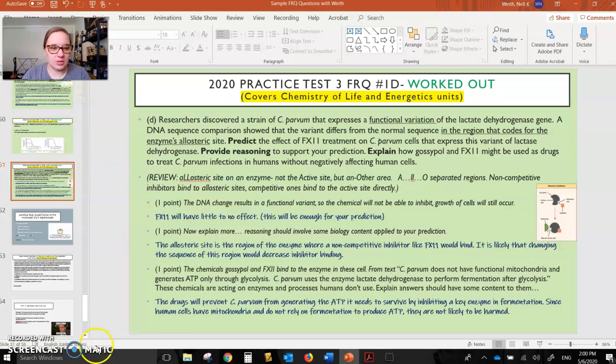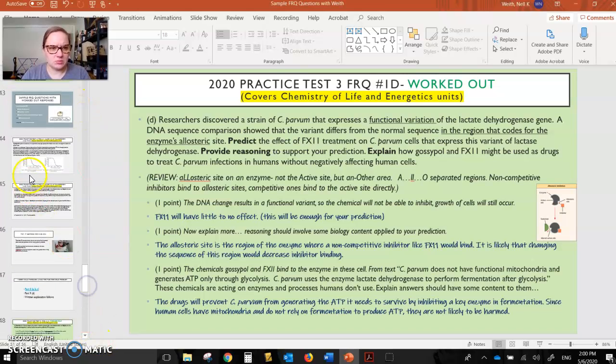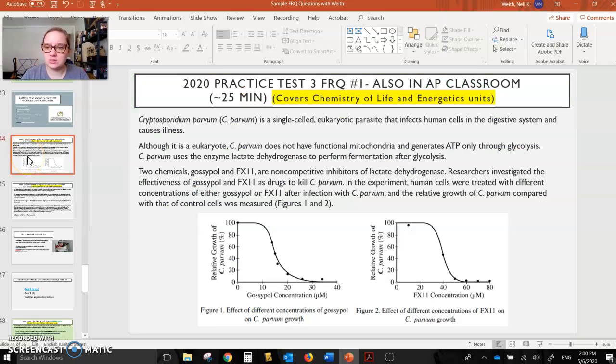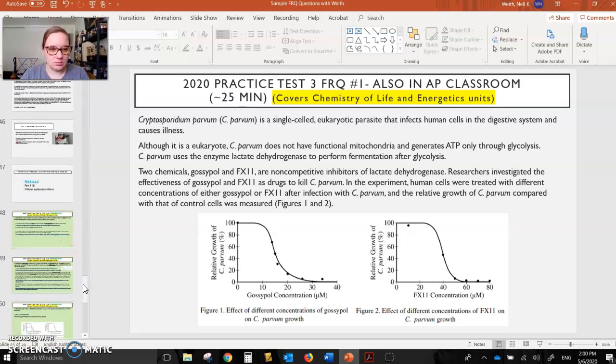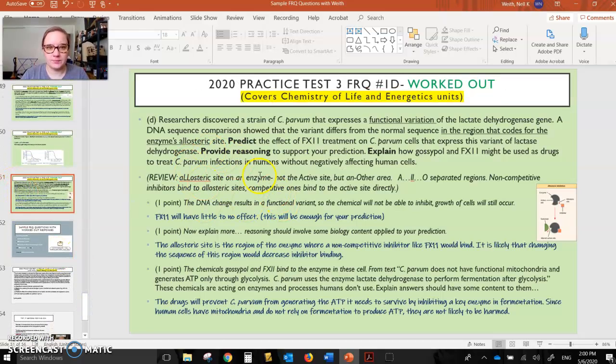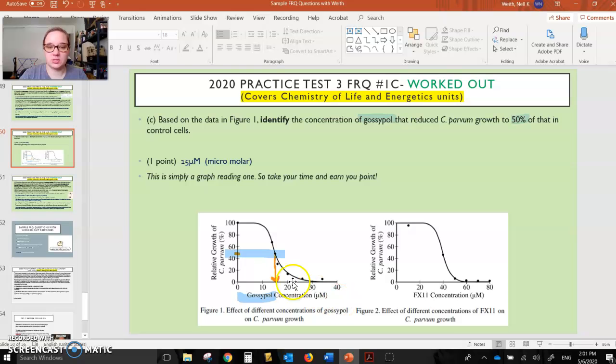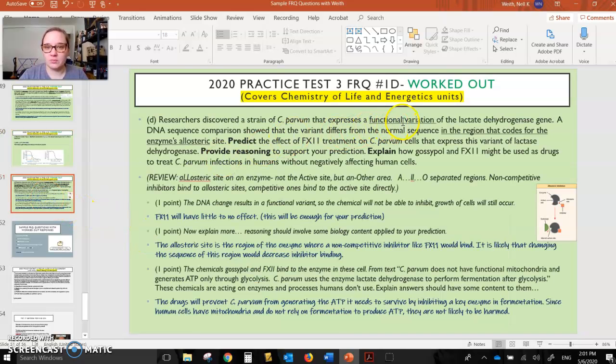This was the question about the eukaryotic cells that infect your intestine or digestive system, and they're treating with 2 different chemicals trying to inhibit the enzyme. So for D, the last part here, researchers are discovering a strain of C. parvum that expresses a functional variation of the lactate dehydrogenase gene. So this non-functional one, it's not that it's always non-functional, it's non-functional when the chemical was added, right? Like in the graphs we saw here, it dropped in growth. So there's another form that is functional.